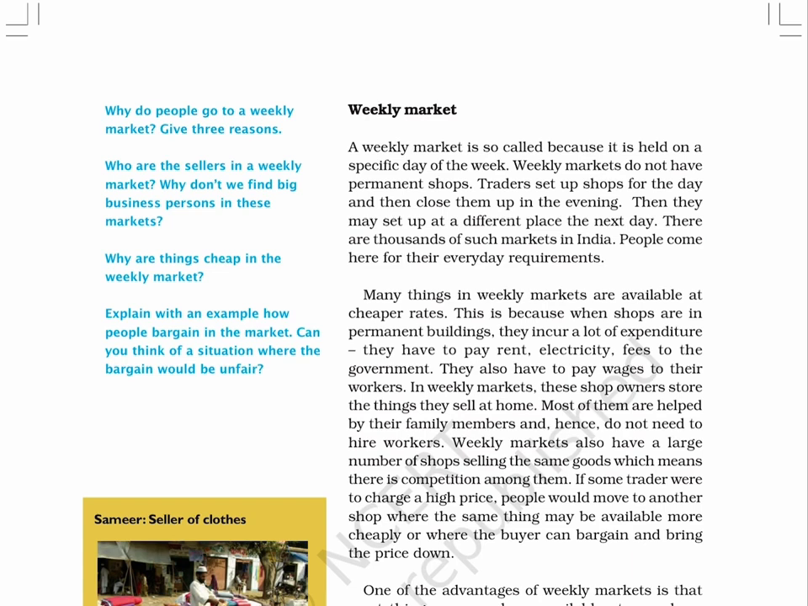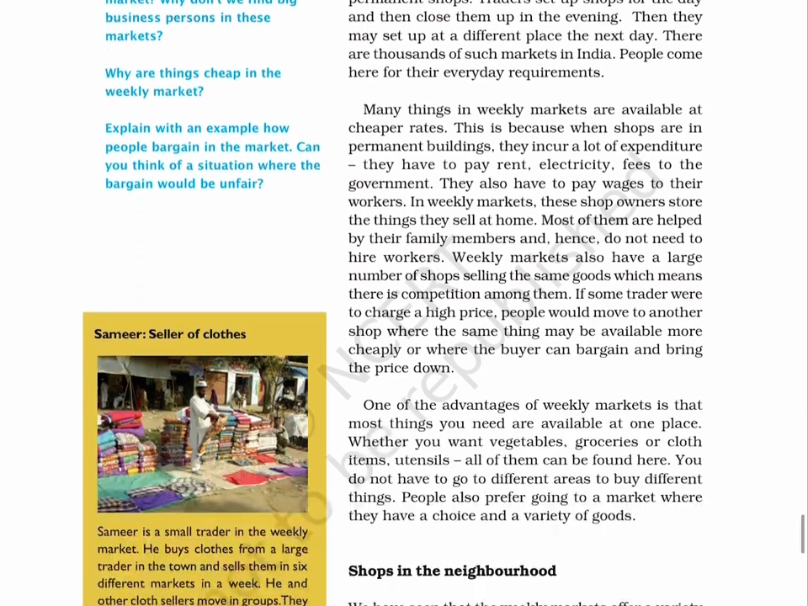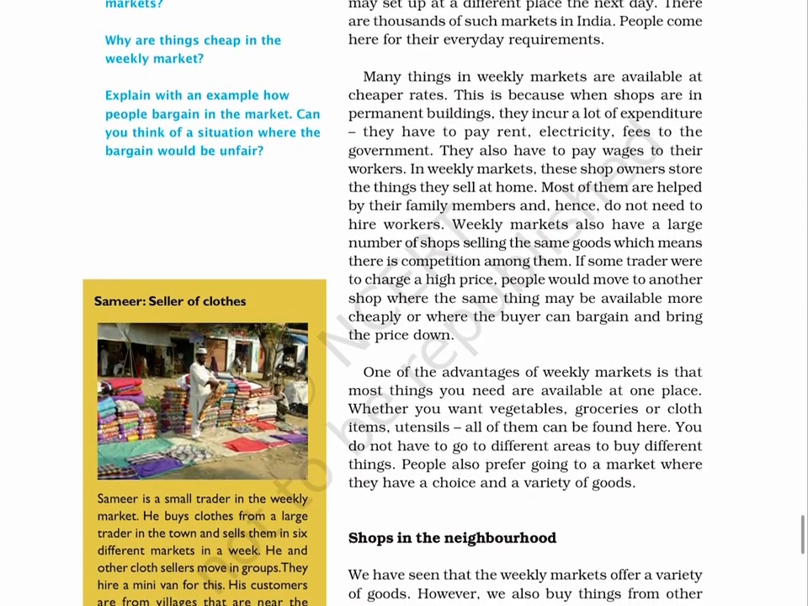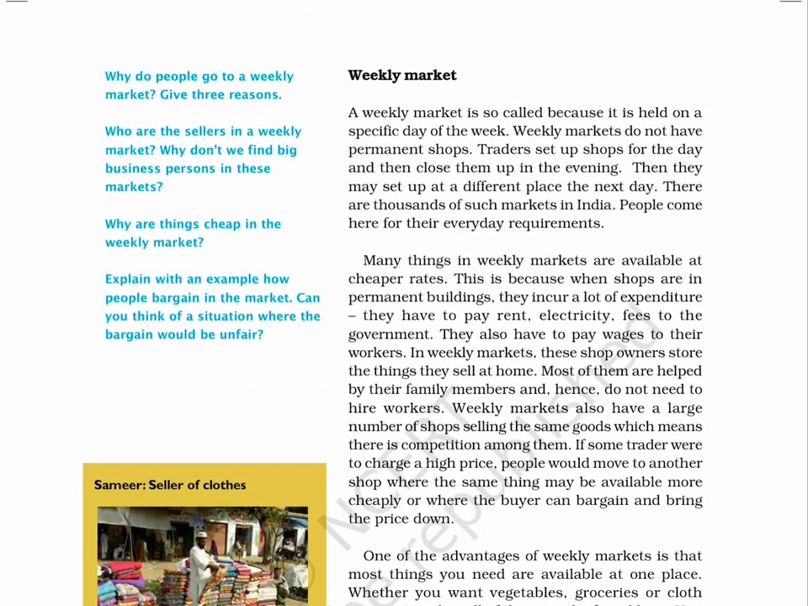Page number 83. One more collage has been given on page number 83. In this collage, picture of a bookstall, roadside vegetable stalls, a cloth emporium, a general store, a store in mall and a puja stall has been given.